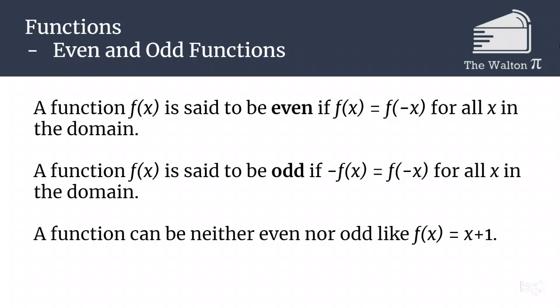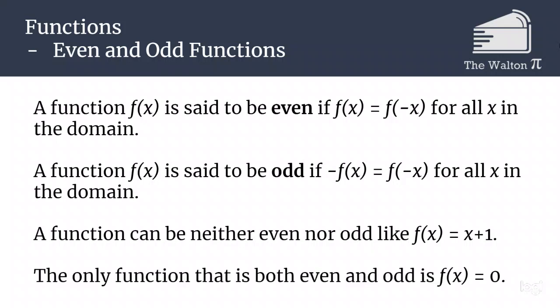It is possible for a function to be both even and odd, which sounds a little unintuitive, but the way that we've defined even and odd, it is possible. And the only function that is both even and odd is f of x equals 0. That's the only function that works.